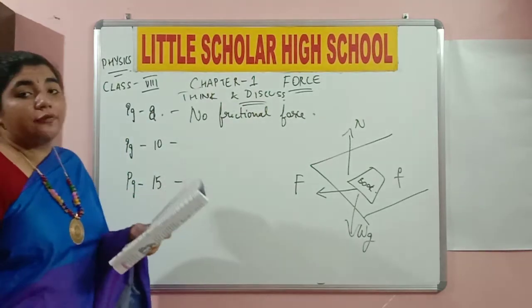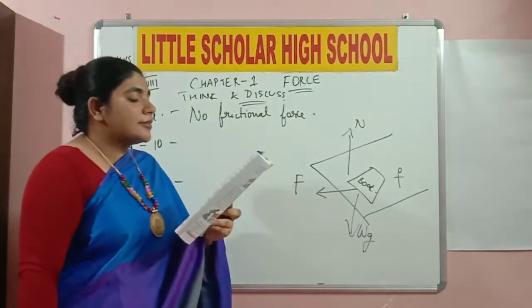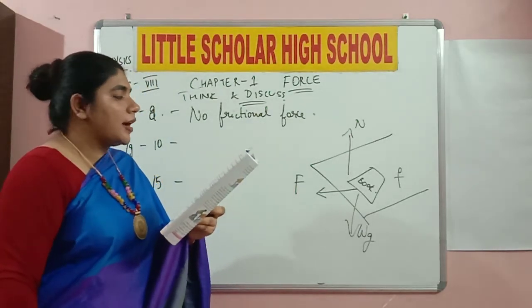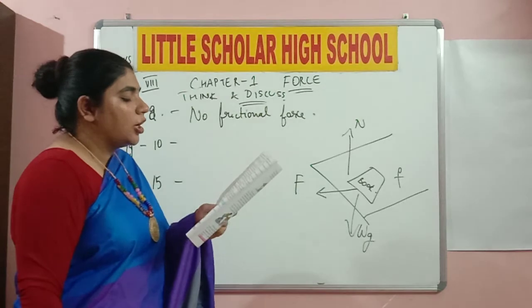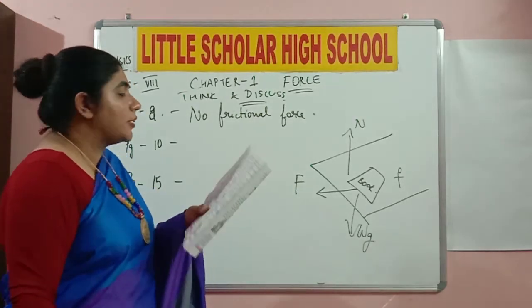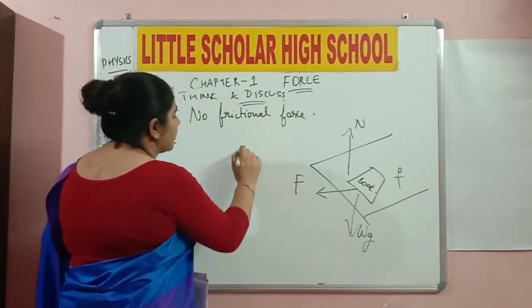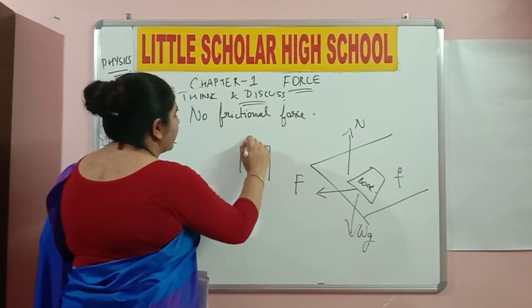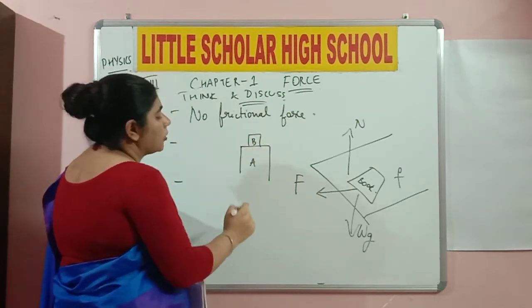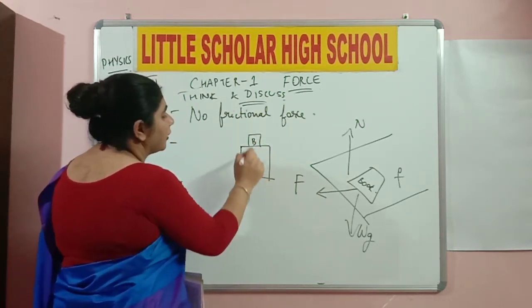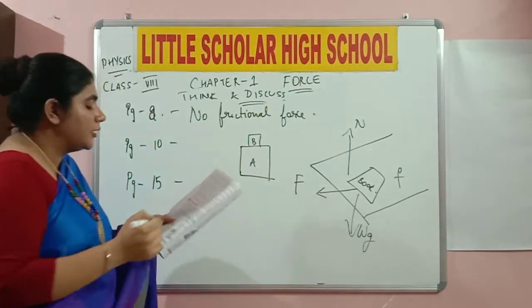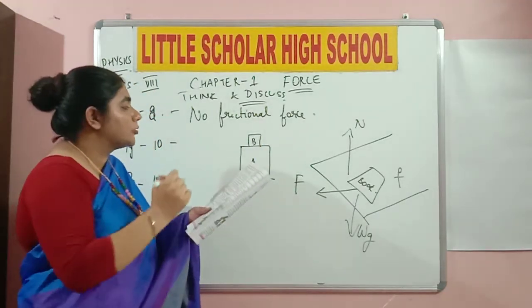Page number 10 on the left hand side, think and discuss. A system of two bodies A and B are placed as shown in the figure. How many forces are acting on A and B respectively? Okay, there is a diagram, something like this. There are two blocks which are placed on each other, one bigger than the other one, A and B, and they are asking us what are the forces which are acting on them.